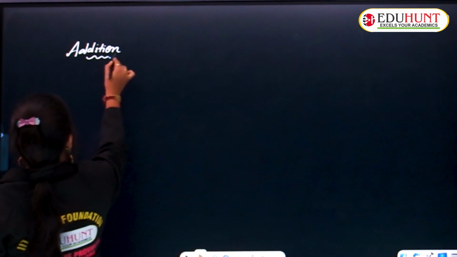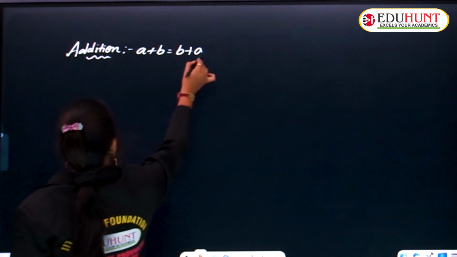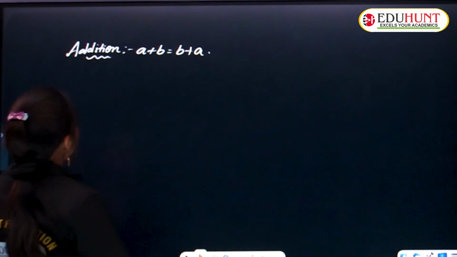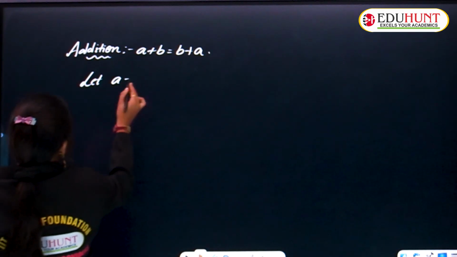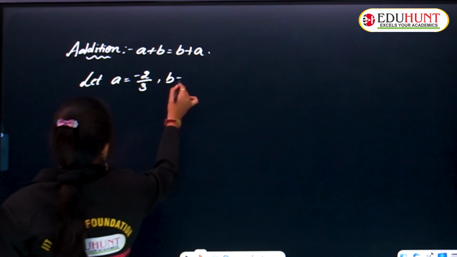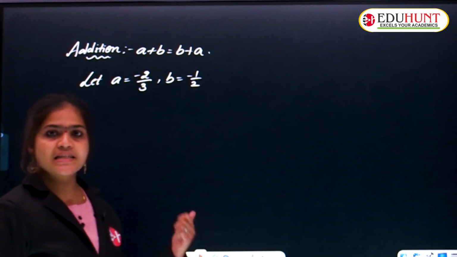Now see the example that comes under addition. The addition condition is a plus b is equal to b plus a. In place of star we have to take the addition symbol. Okay. Now checking. Let a be equal to minus 2 by 3, b equal to minus 1 by 2. Take negative rational numbers. Is it possible or not?